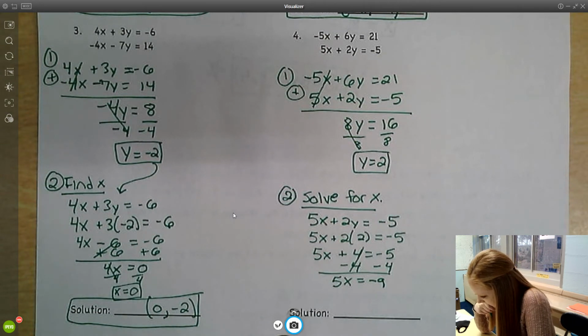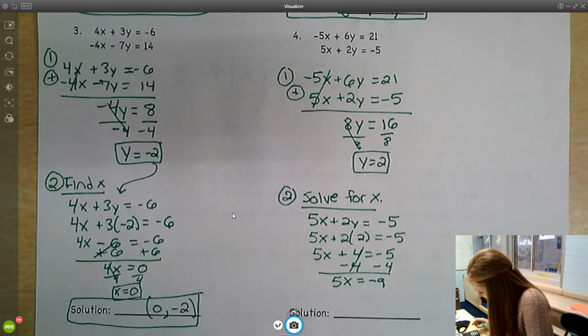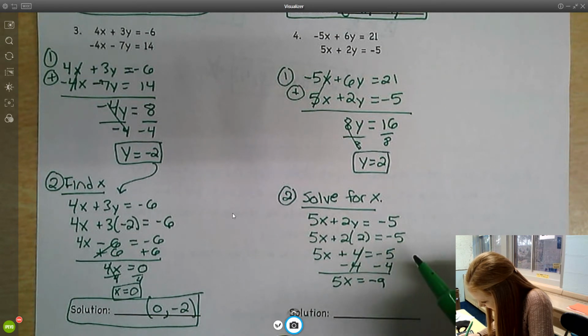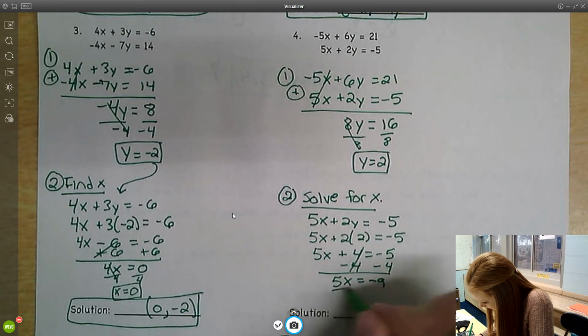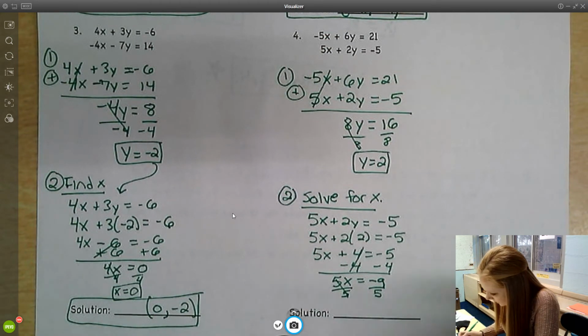Let's see. 21 minus 5. 16 divided by 8 is 2. 2 times 2 is 4. Let's see. This one is not working out neatly. Let's see what we get. We end up with negative 1.8.